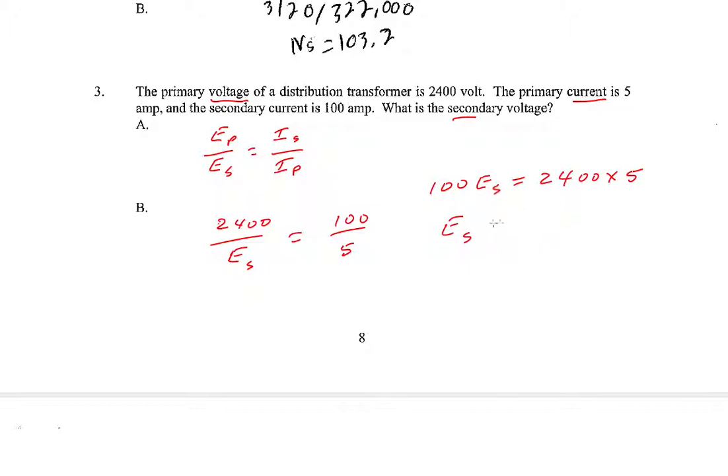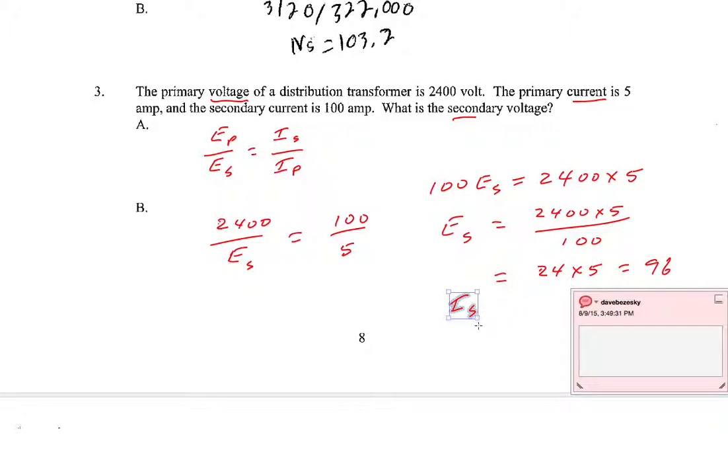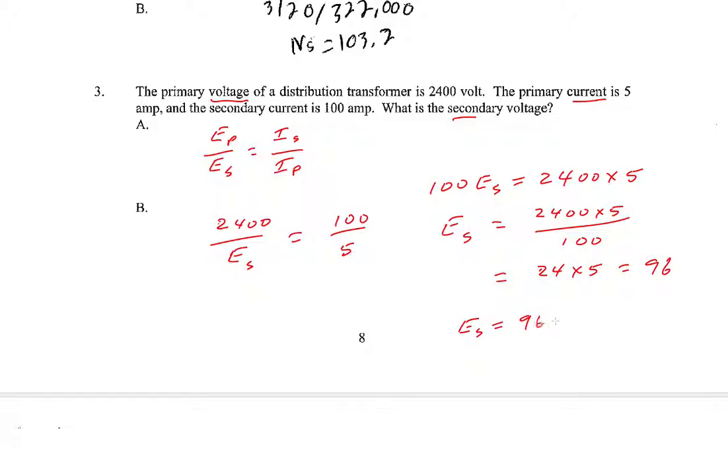Now let's solve for ES. If I divide both sides by 100, that means we have 2400 times 5 divided by 100. See, dividing both sides by 100 makes this one go away. So let's go ahead and divide out this 2400. Then this is actually going to be 2 zeros over, times 5, and that's going to be 96. So that means that the secondary voltage is equal to 96 volts.